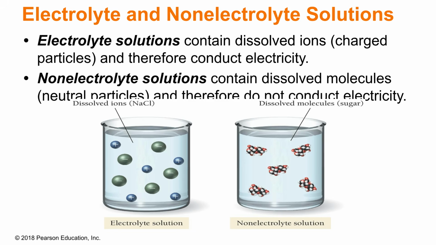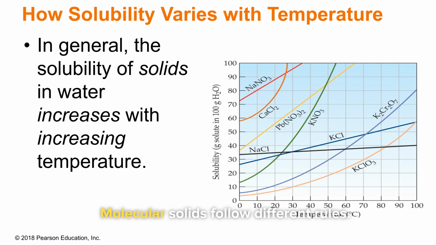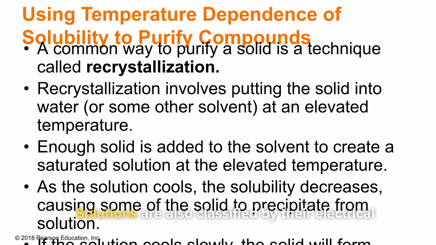When considering the solubility of ionic solids, qualitative rules help predict outcomes. For instance, if the attraction between ions in a solid is stronger than the interaction with the solvent, the compound remains insoluble. Molecular solids follow different rules. Polar solids, like table sugar, are generally soluble in water, whereas non-polar substances like lard or shortening are typically insoluble in water. Solutions are also classified by their electrical conductivity.